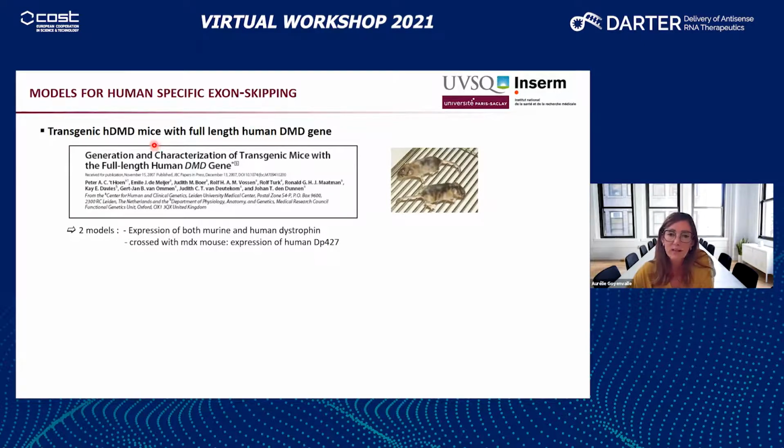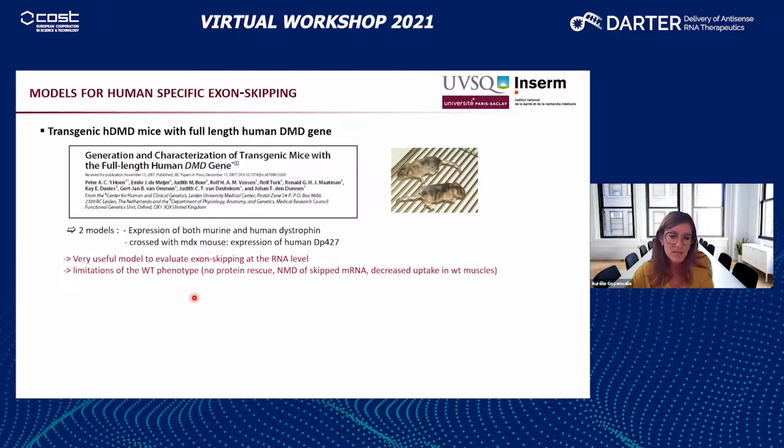human dystrophin gene. And in the case of DMD, there's a very useful model called the HDMD mice that was created at LUMC. And it carries the entire human DMD gene. So in the end, you have two models, one co-expressing the murine and human dystrophin, and the HDMD that has been crossed with the MDX mice, in which case it only expresses the human DP427, but you have to remember that it would also express the other isoforms of the mouse dystrophin.